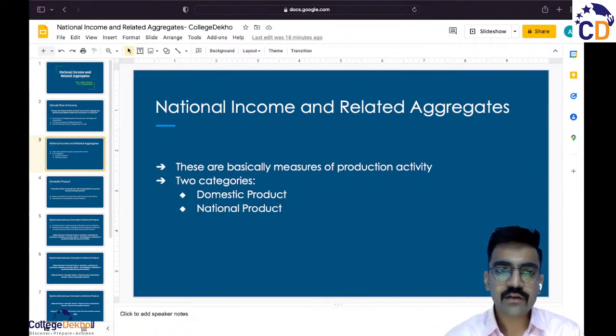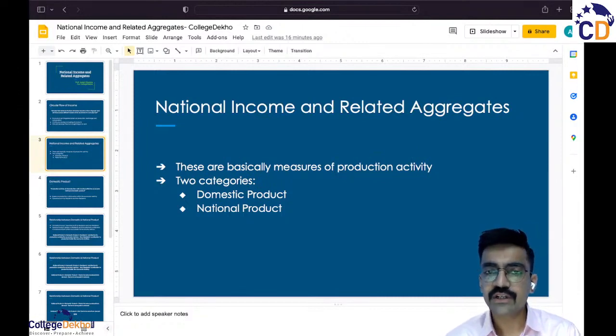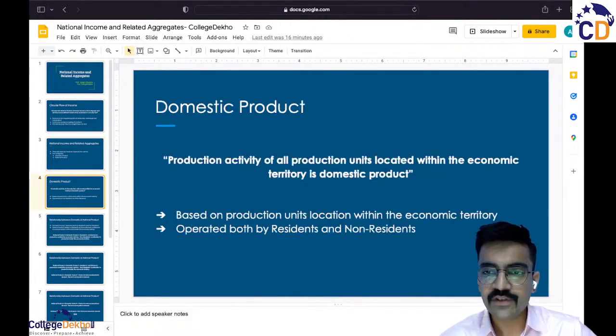Now, coming back to this slide, there are two different categories of national income, two very basic categories, and these are, first of all, the domestic product and the national product, right? Now, let us understand these two categories in a little detail. First of all, the domestic product.